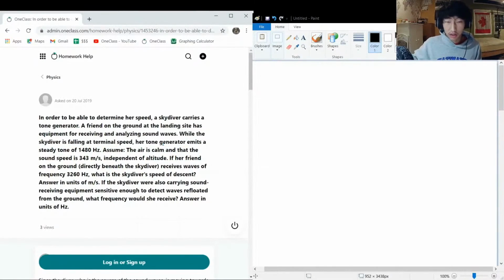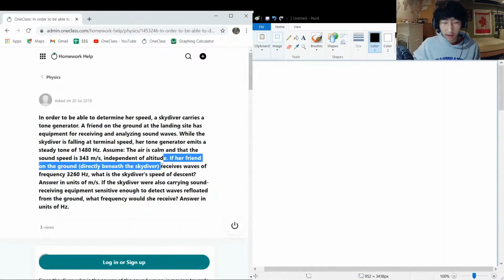Her tone generator emits a steady tone of 1480 hertz. You can probably hear that. That might sound like a bass guitar or something like that. Assume the air is calm and that the speed of sound is 343 meters per second, independent of altitude. That's important because the speed of sound actually depends on the air pressure, but we're going to ignore that. And we're just going to use 343 across the board.